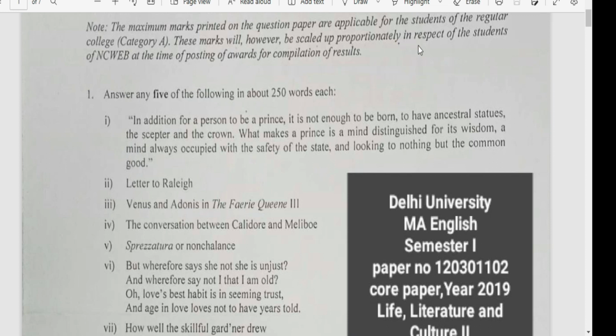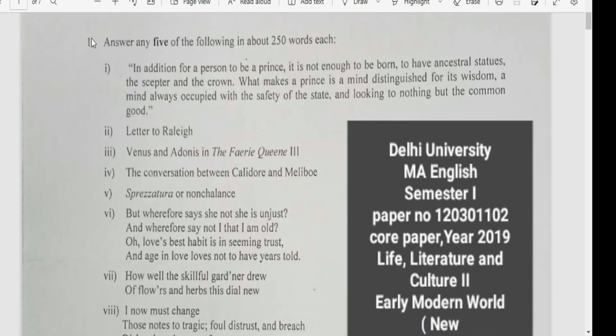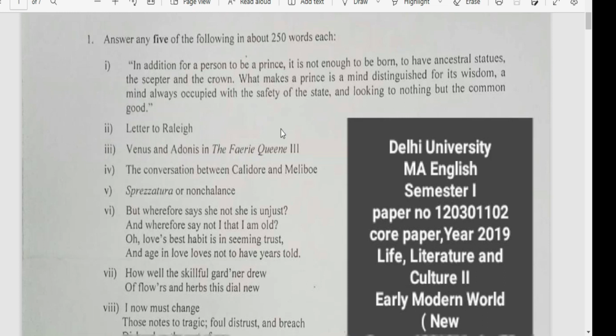The maximum marks printed on the question paper are applicable for the students of the regular college category A. These marks will, however, be scaled appropriately in respect of the other students of NC Web at the time of posting of awards and compilation of result.